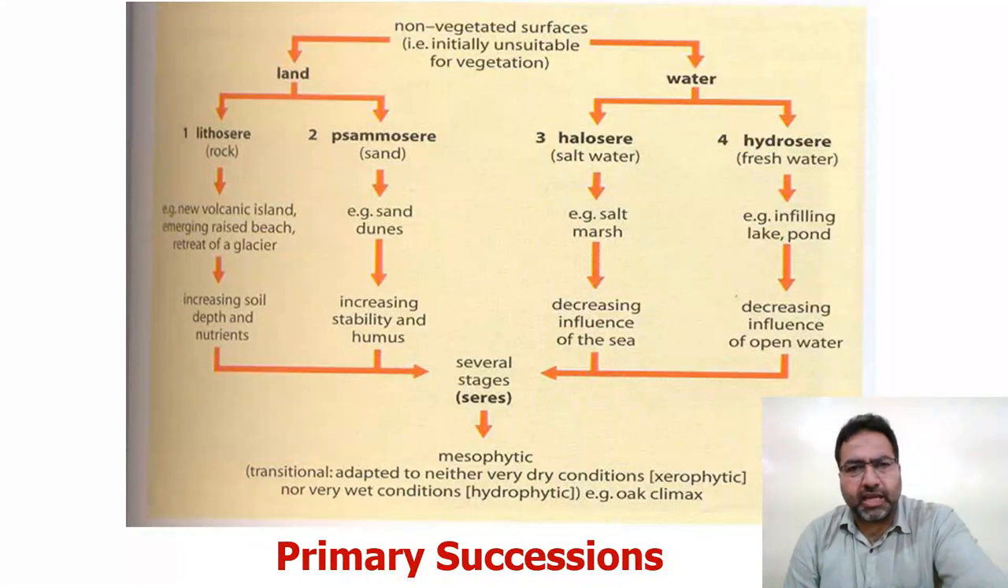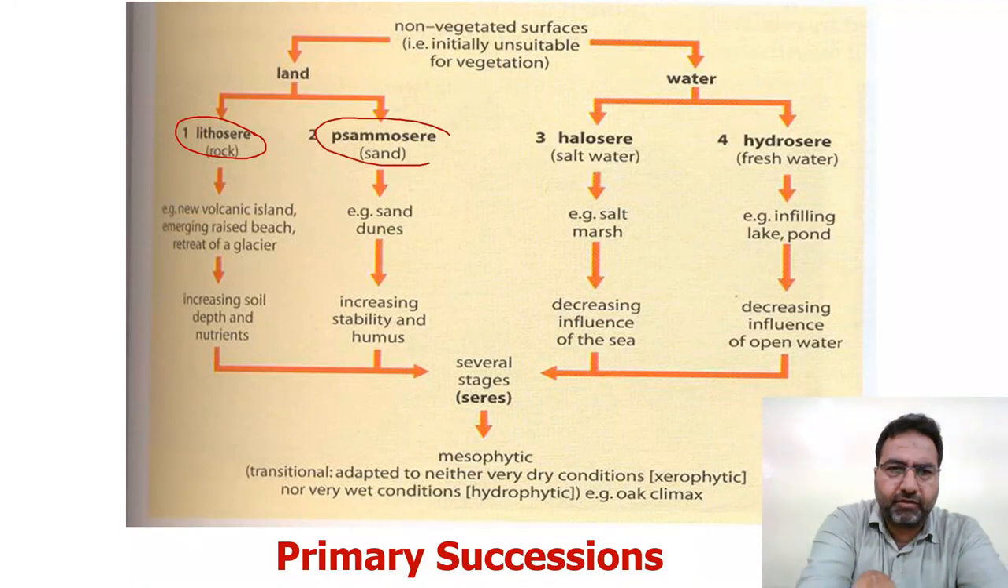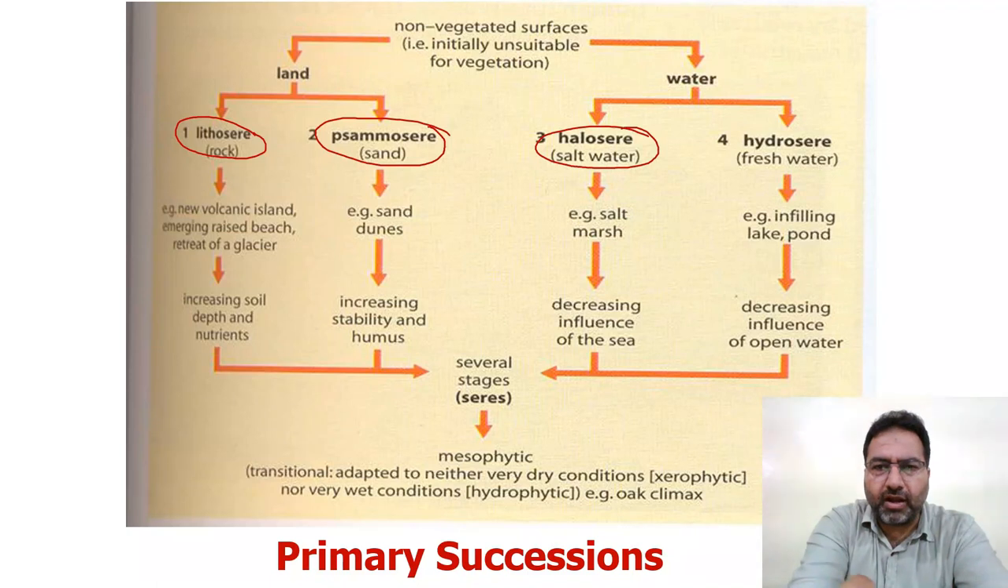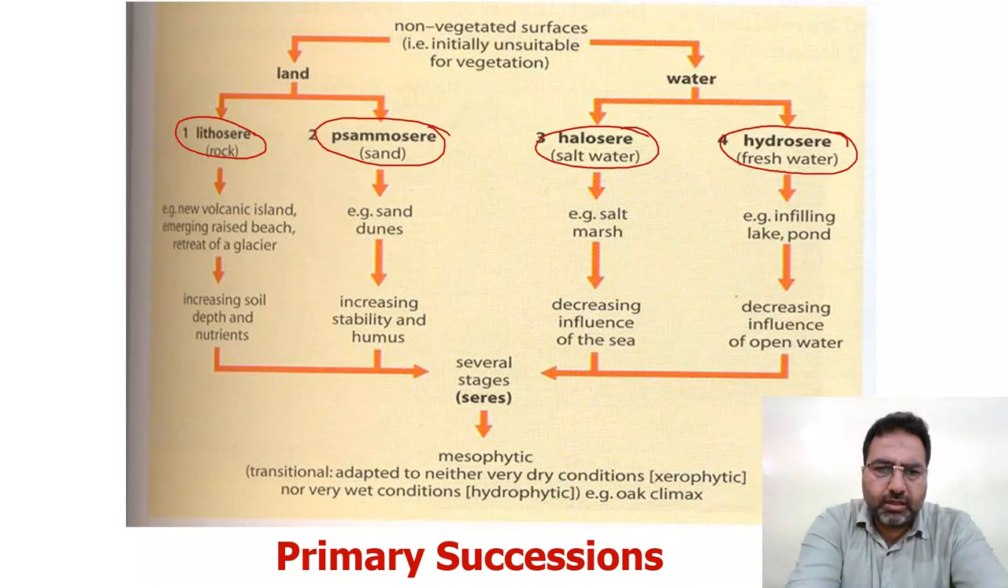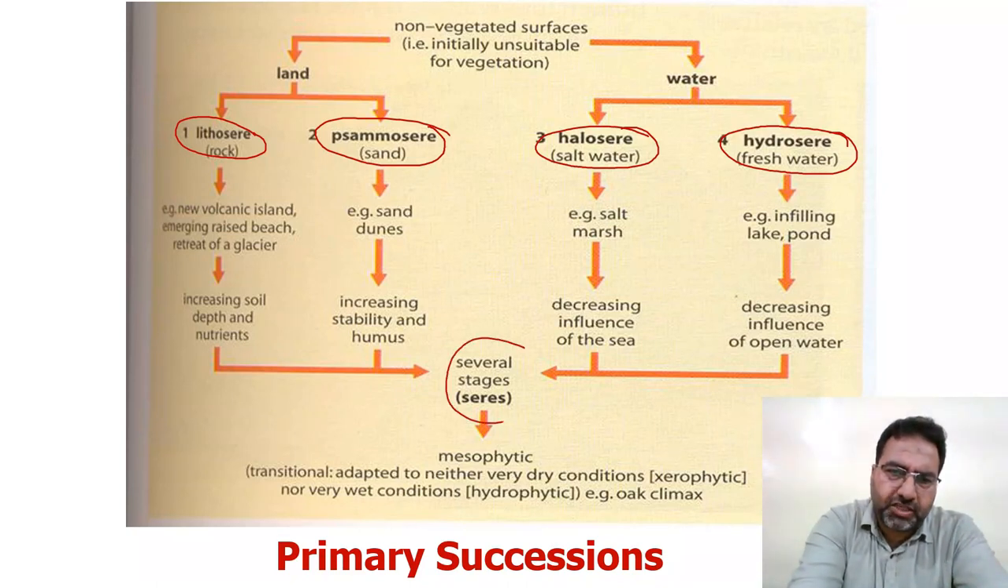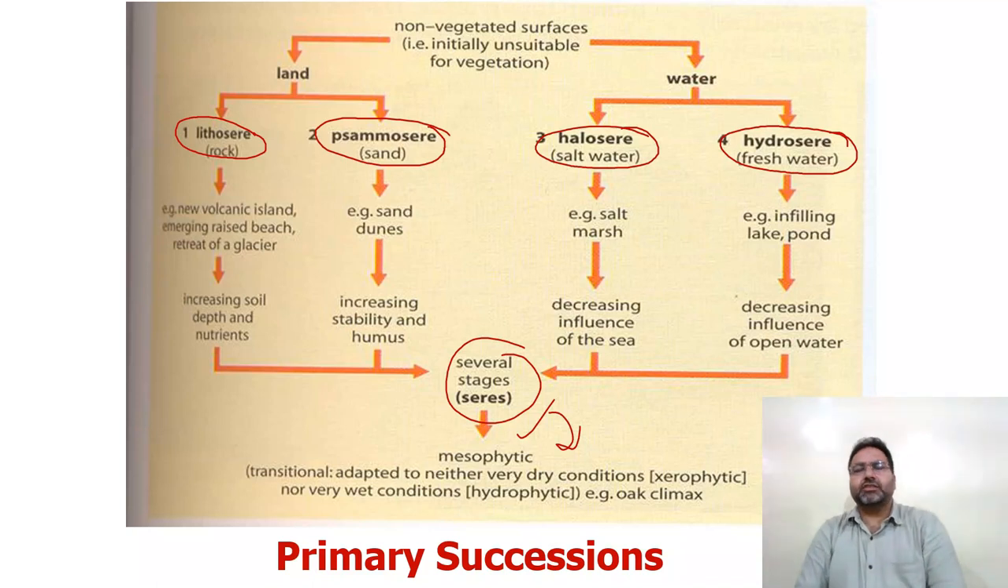It can take place on land, and it can take place on water. If it takes place on rock, we call it lithosphere. If it takes place on sand, we call it psammosphere. If it takes place in salt water, we call it halosphere. Or if it takes place in fresh water, we call it hydrosphere. There are various serial stages through which it passes and reaches the climax community, or a certain mesophytic transitional stage which leads to the climax community.